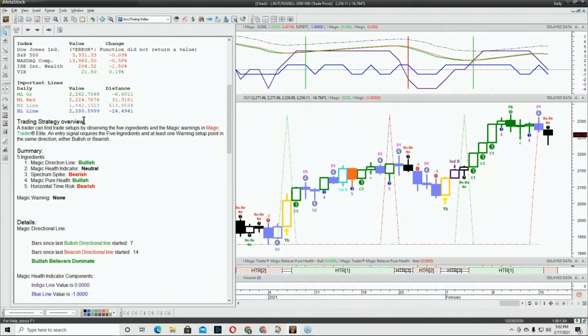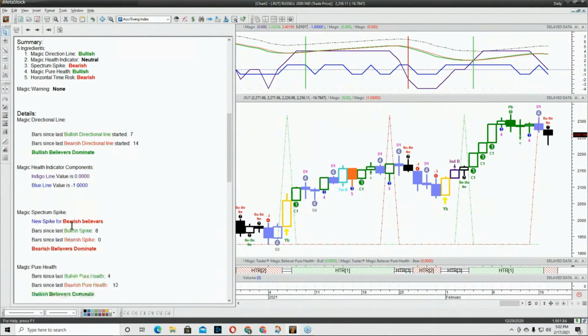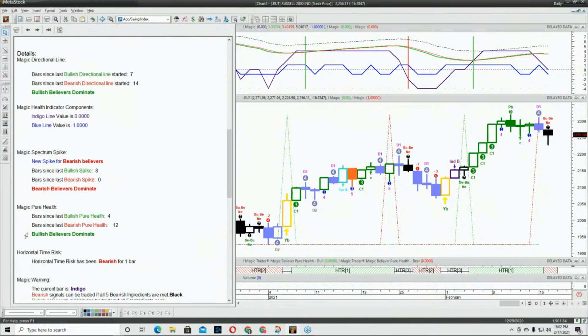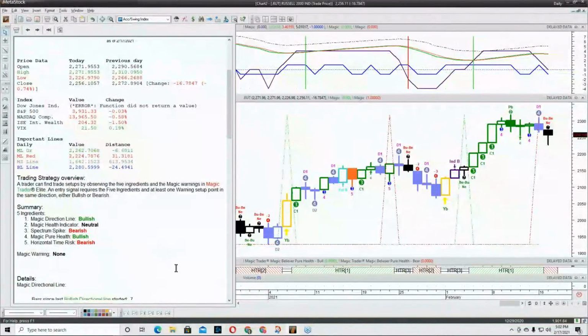In any case, it gives us a summary of the ingredients. It'll give us direct details on the magic line, the health indicator components, the magic spectrum side, and the pure health. All of that is going to be laid out for you. One of my favorite things about MetaStock is the commentary, because it's like having Peter there to help you understand things, put them into context, and understand what's going on. For people that might be new to trading, it's very helpful. I love showing the commentary because it does a really good job of analyzing things.